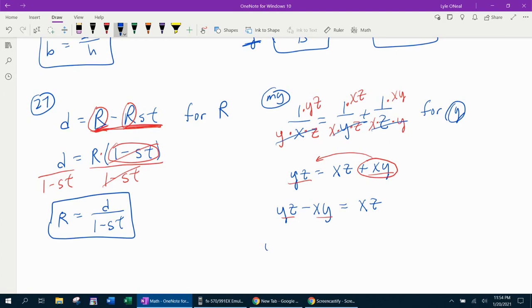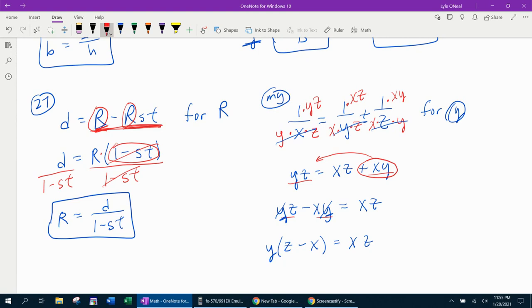So since they have a Y in common, I can factor out the Y. Remember, when you factor out, you're dividing. So here the Y will cancel and leave me a Z. In the next term, the Y will cancel and leave me an X. And now notice I went from having two instances of Y to a single instance of Y. So it's important that you get that variable that you're trying to solve for down to only one of them, then you can isolate it.